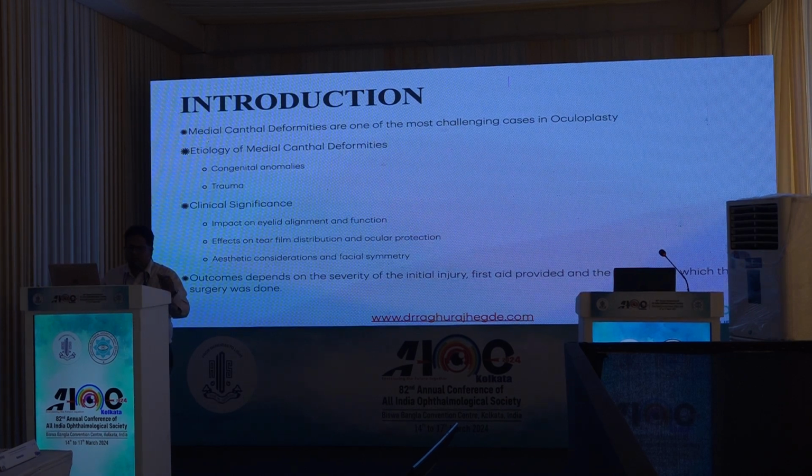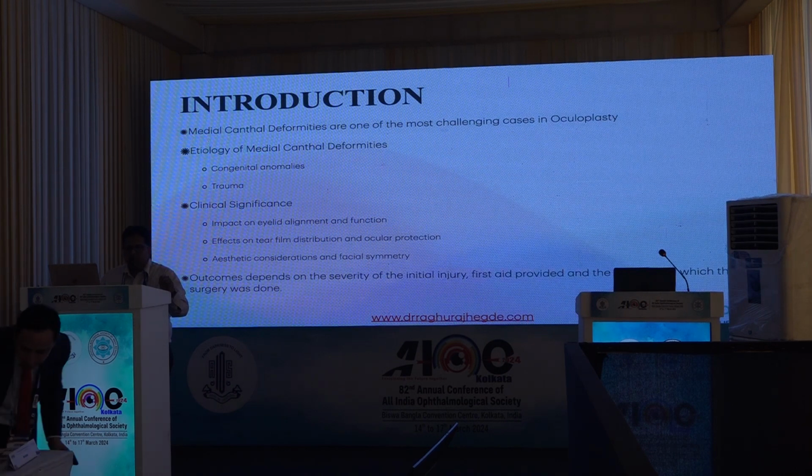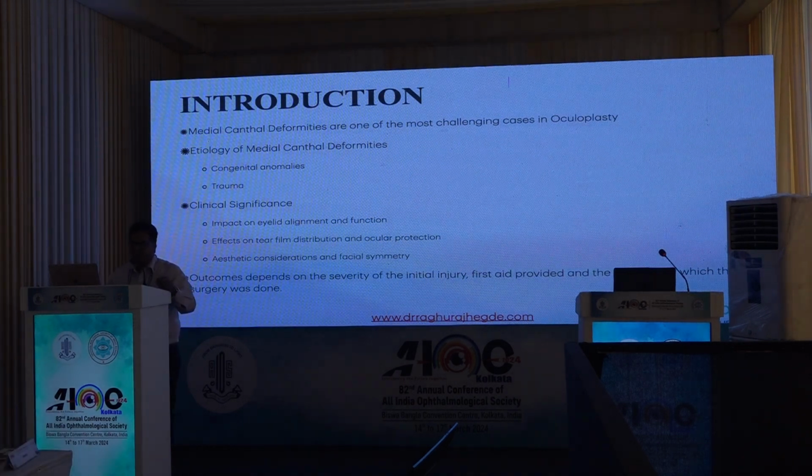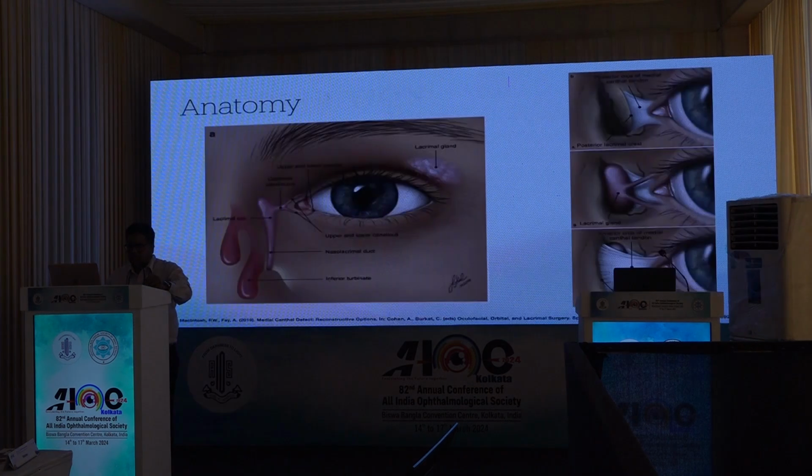So the other, because cancer reconstruction has already been covered. So clinical significance, basically the impact on eyelid alignment and function, and also the effects on the tear film. Tear film distribution and drainage are indicative of how the medial canthus is, and the position of the medial canthus is very important for tear drainage as well. And aesthetic considerations also, because it is right at the eye, it is sometimes quite dystopic. The medial canthus will have an effect on the cosmesis as well.